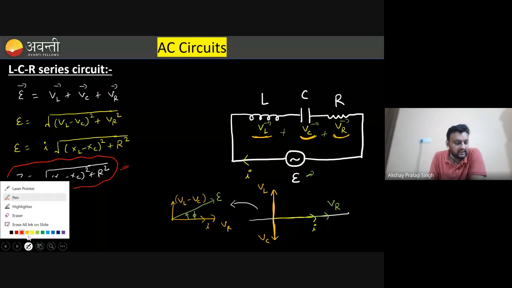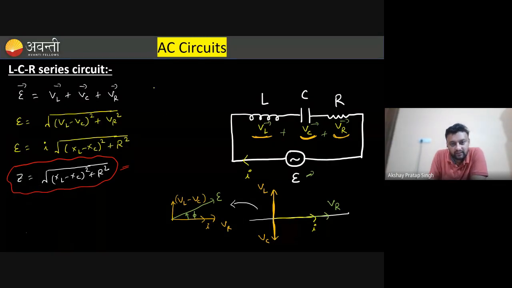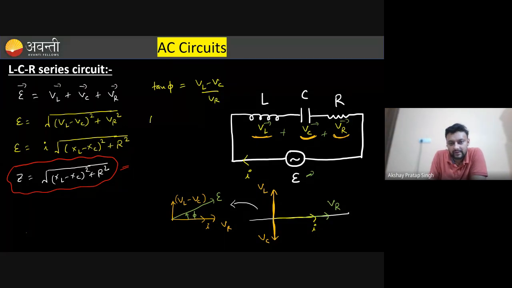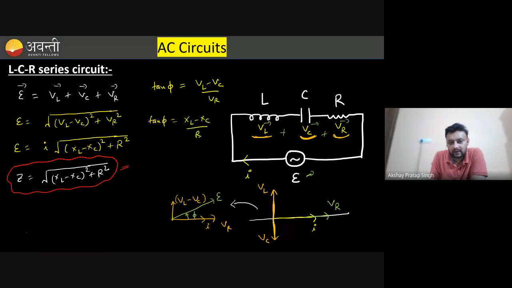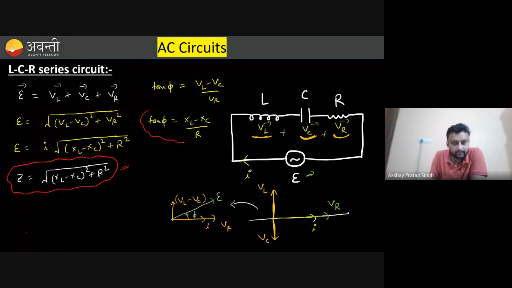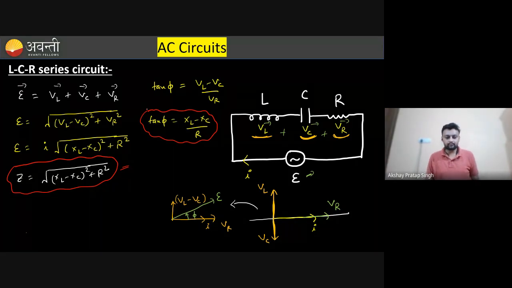So before that, we will just write the formula of tan phi. Tan phi is what? VL minus VC by VR. Or you can say tan phi is equal to XL minus XC by R. You can cancel out I throughout the equation. This is tan phi: XL minus XC divided by R.